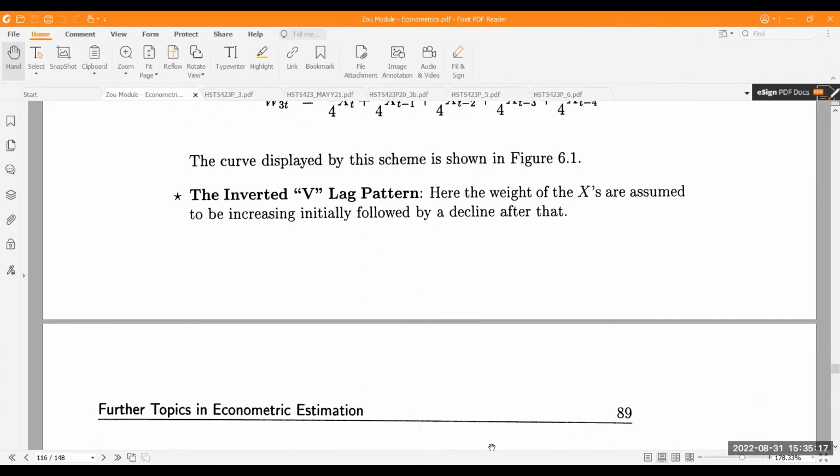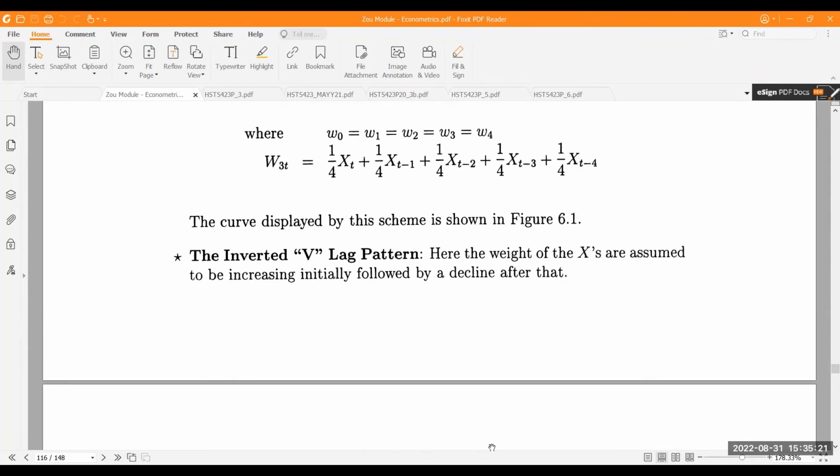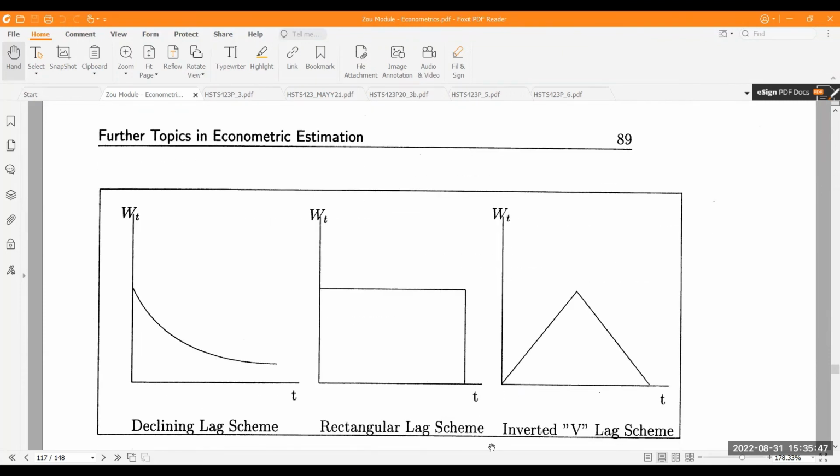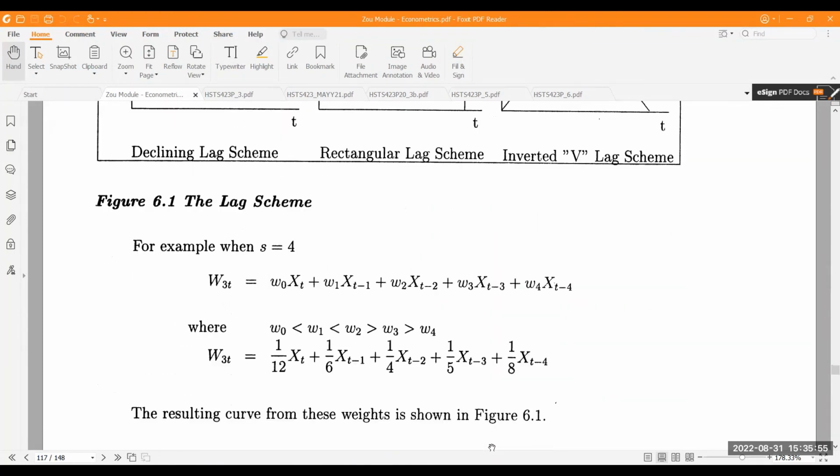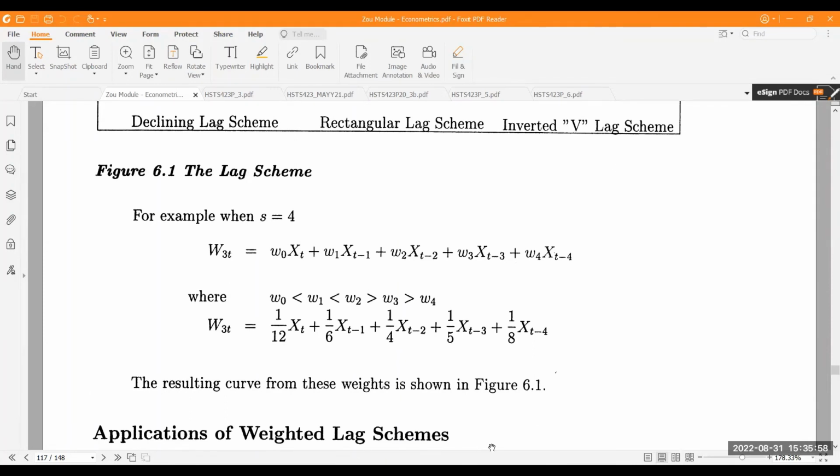Inverted V. Inverted V, we are now saying the weights. Oh, V is supposed to be like this. So if you say inverted V, what does it mean? Up and down. So the weights go up initially, then they go down. That's inverted V. So these are the different diagrams for declining lag scheme, for rectangular lag scheme, and inverted V. So you can see inverted V, 1 over 12, you could end up on 1 over 6, 1 over 4, 1 over 5, 1 over 8. That's inverted V. It's very simple.